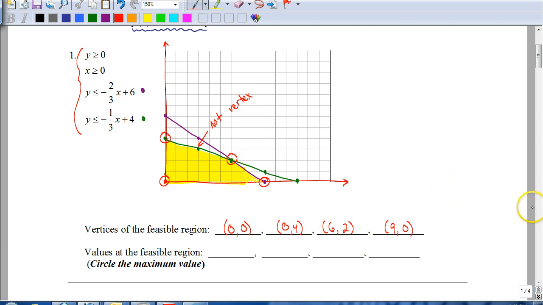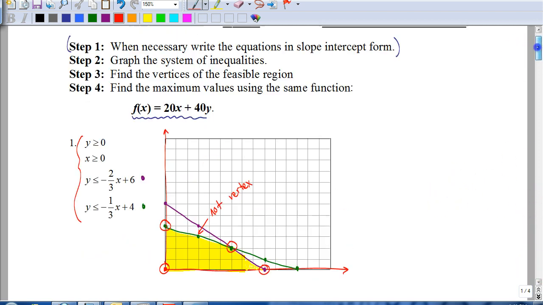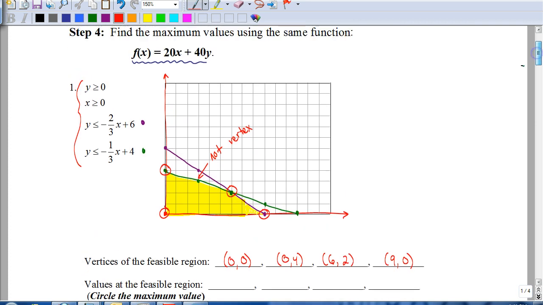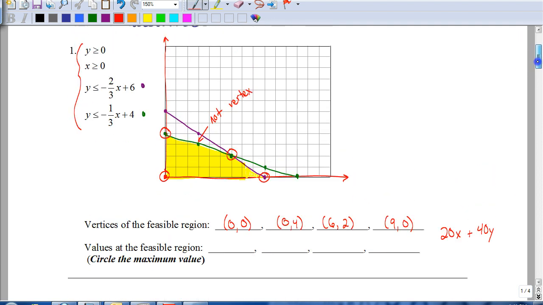Remember, we have that profit function, or that maximum function. Another way to look at it is the function that's going to be maximized is 20x plus 40y. That's going to be true again for the entire worksheet. So to figure out the values at these feasible regions, we put these numbers in. So if I put 0 in for x and 0 in for y, well, that's just going to be 0.